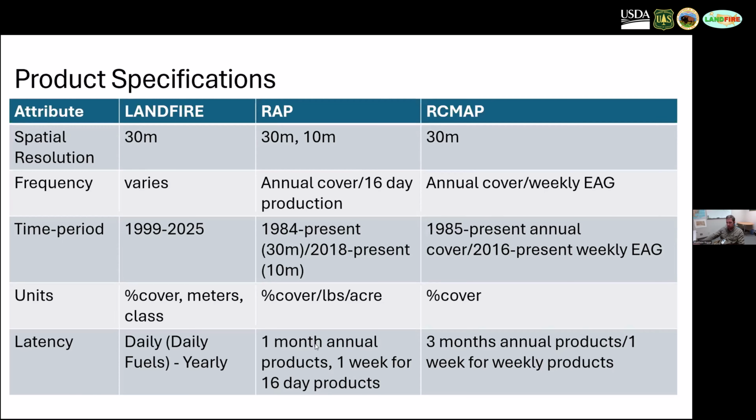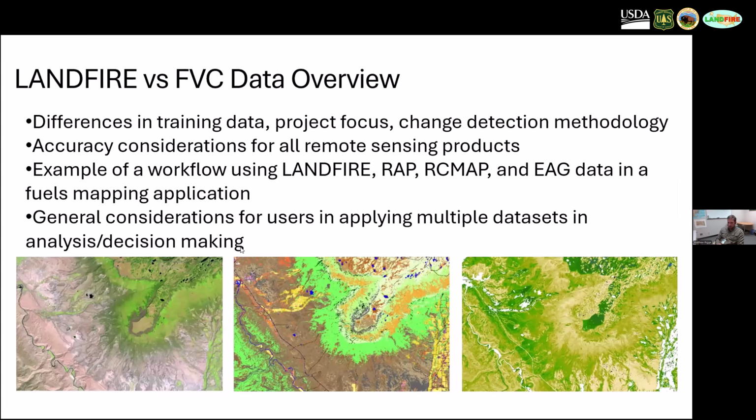Okay, so moving on from those boilerplate statistics, thinking about the differences in training data between these projects is really important. Differences in training data distribution in space and time will drive differences in predictions. The project focus varies also, change detection varies. We'll get into that a little bit more.